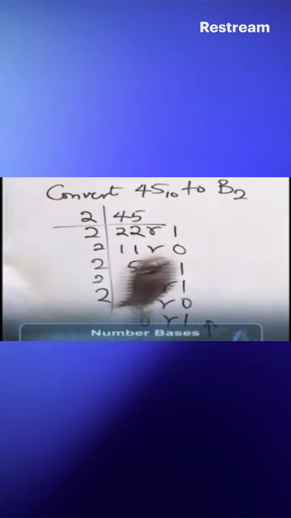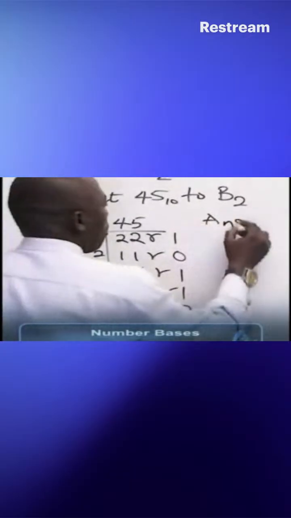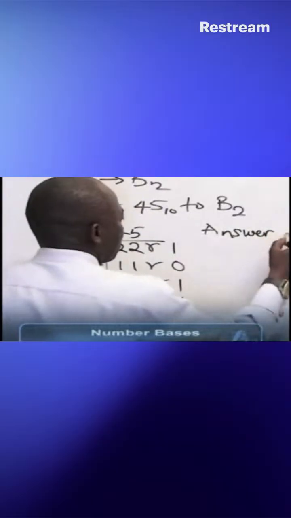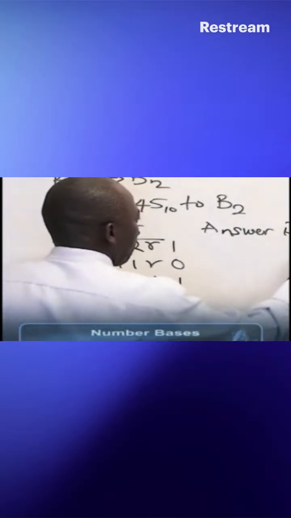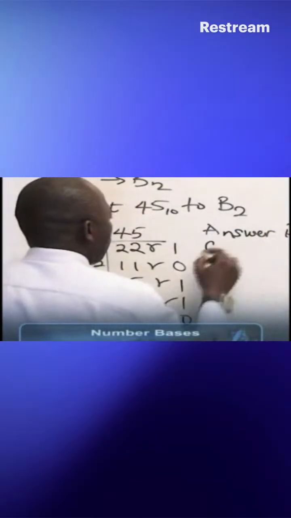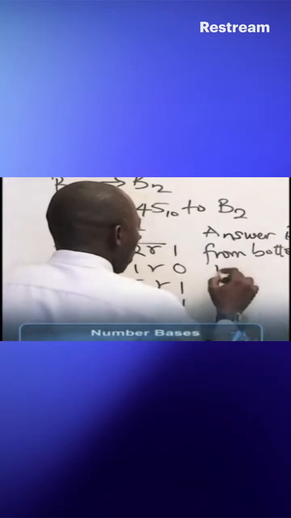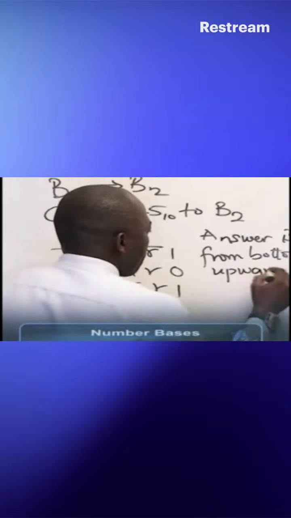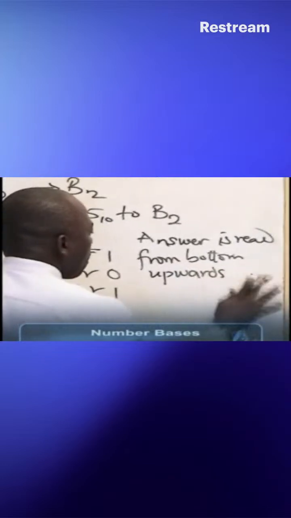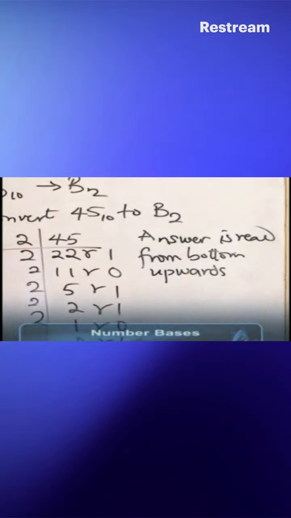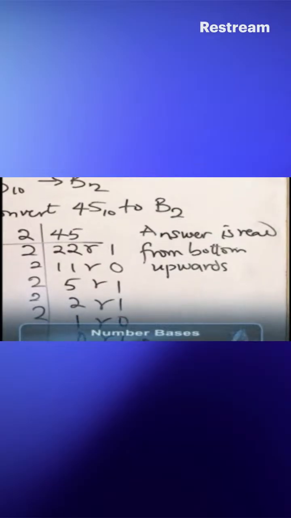Answer is read from bottom upwards, and that's why you see the arrow is going upwards.